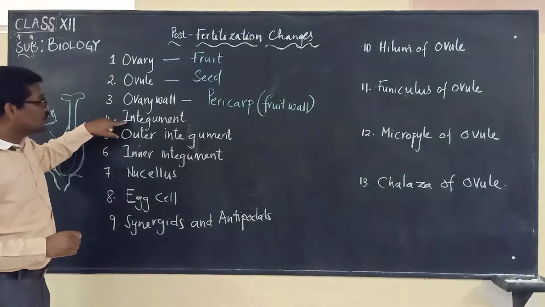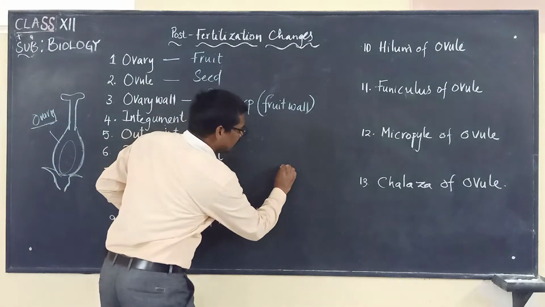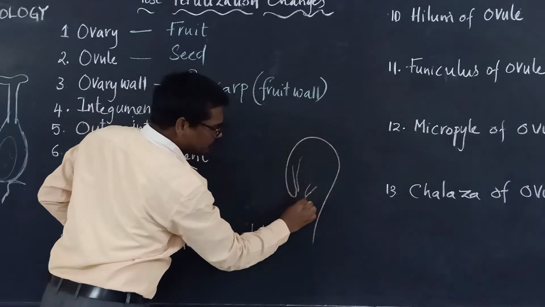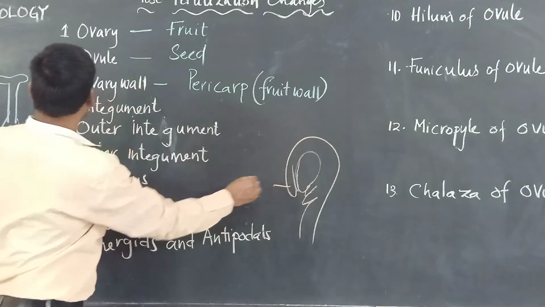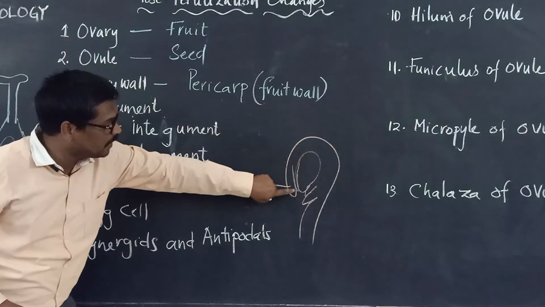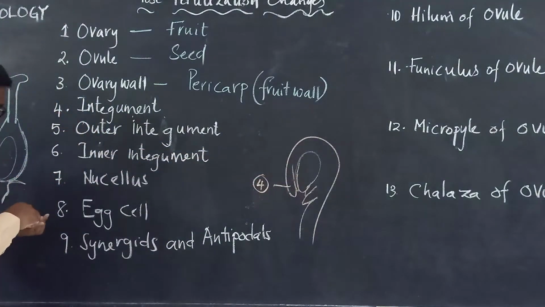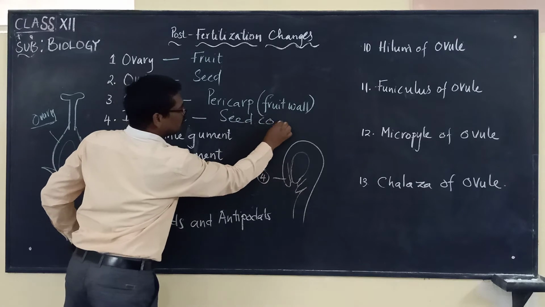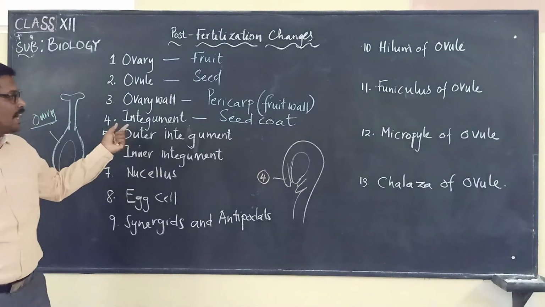And you know the integuments. What are these integuments? Of the ovule. If this is the diagram which we studied, repeatedly this diagram is coming for us. If this is the ovule, these are the integuments. Here you see the outer integument and also the inner integument. We should remember that the two integuments together will change into the seed coat.